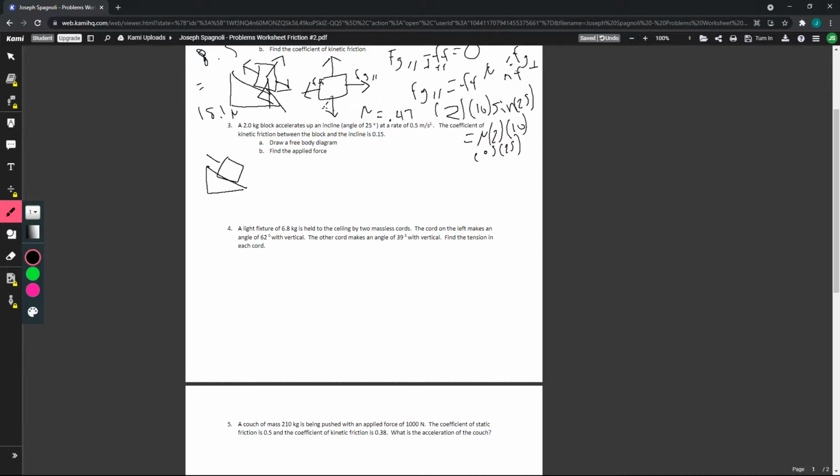Okay, and it's accelerating, meaning we have a force going this way at a rate of 0.5 meters per second squared. The coefficient of kinetic friction between the block and the incline is 0.15. That means we have friction going this way. Finally, we have normal force going up, and we have force of gravity doing its thing, both perpendicular and parallel.